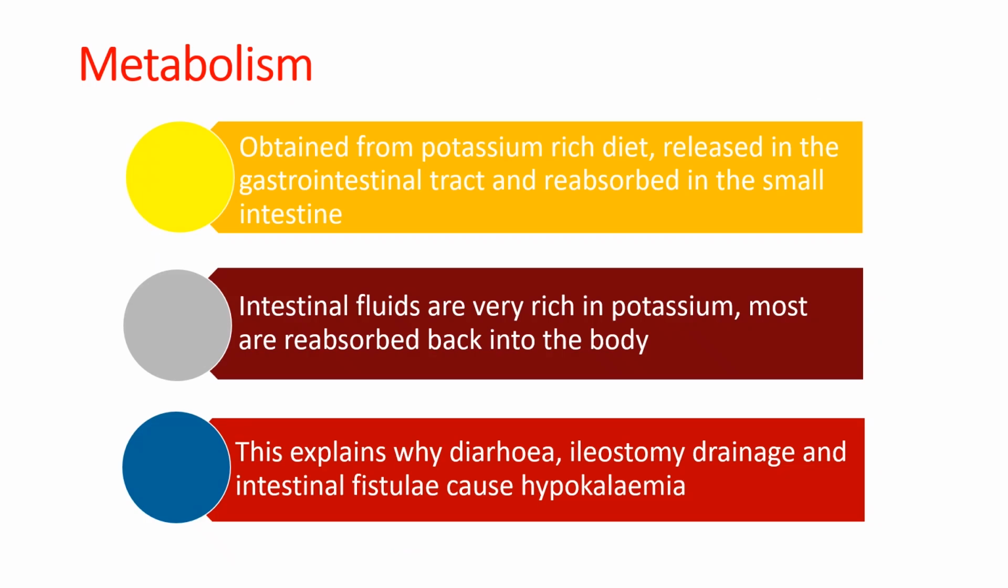Upon consumption of food and digestion in the gastrointestinal tract, potassium is released into the intestinal tract and reabsorbed in the small intestine. So intestinal fluids are very rich in potassium, although most of it is reabsorbed back into the body. This explains why any loss of intestinal fluid, like diarrhea, ileostomy drainage, or any type of intestinal fistula, will cause a very low level of potassium in the body.